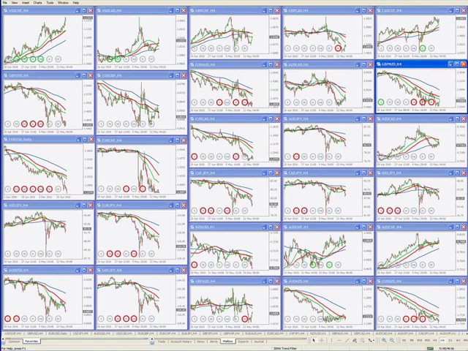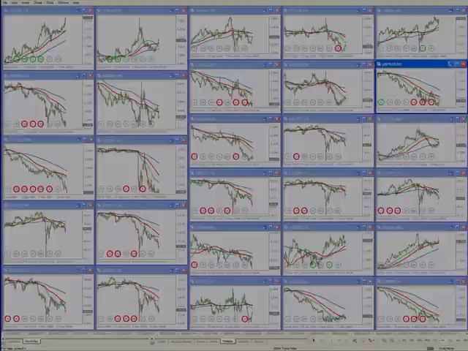Then I come up with my final list. I close out all the other charts, and I focus my attention for the rest of the day on those 5 or 6 charts.